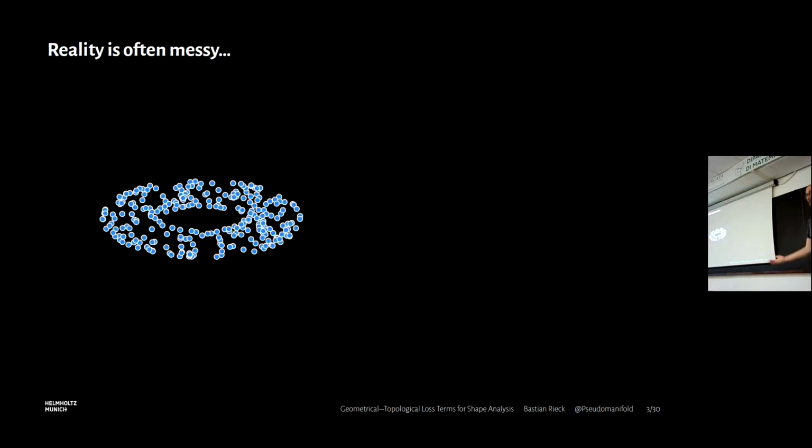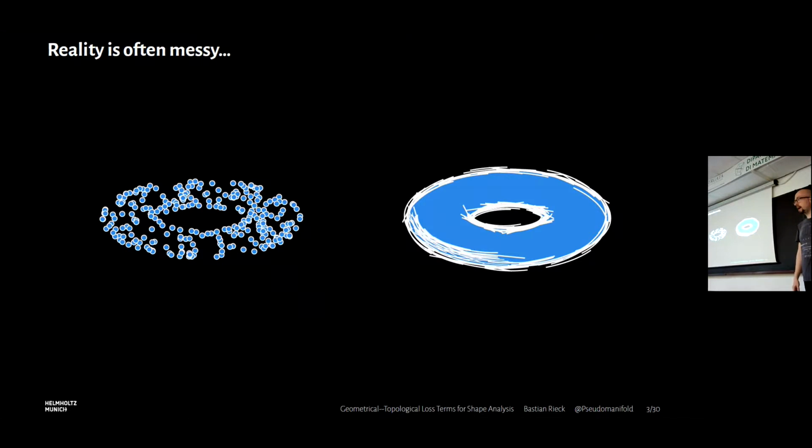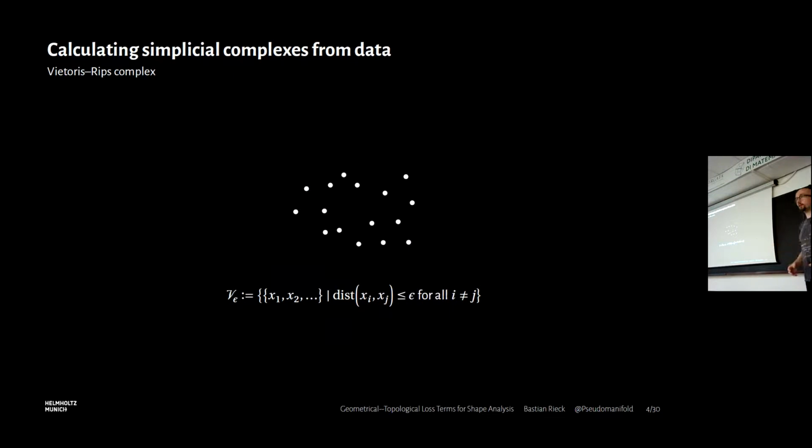But reality, of course, is often messy, and we are dealing with point clouds. So we get something like this on the left-hand side from our data collection procedure, and what we want to have, or what we want to see, is this platonic ideal of a point cloud. Now, of course, you know how this works, but I think it's good to set the stage a little bit. We can calculate things like a Vietoris-Rips complex, so the complex that you get if you look at all the pairwise intersections of subsets that have pairwise distances less than or equal to epsilon.